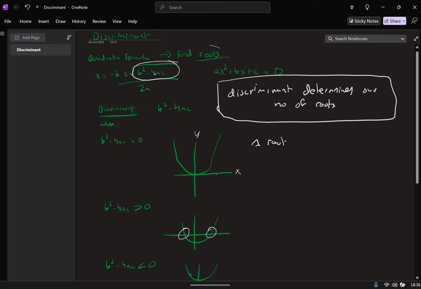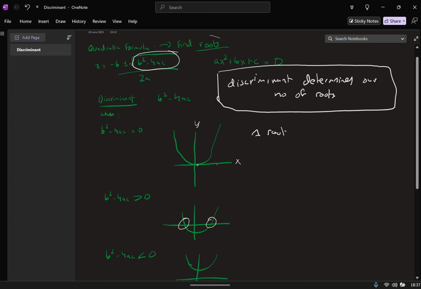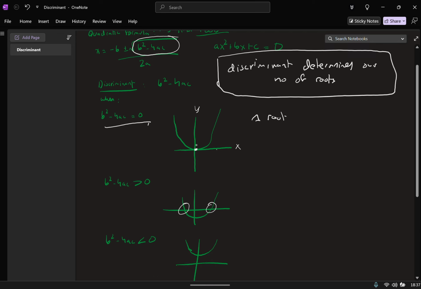When our discriminant is equal to 0, so when this part is equal to 0, the whole thing becomes 0, obviously, because anything multiplied by 0 is 0. So our x value is equal to 0. In that case, we only have one root where it meets the x-axis at the center.